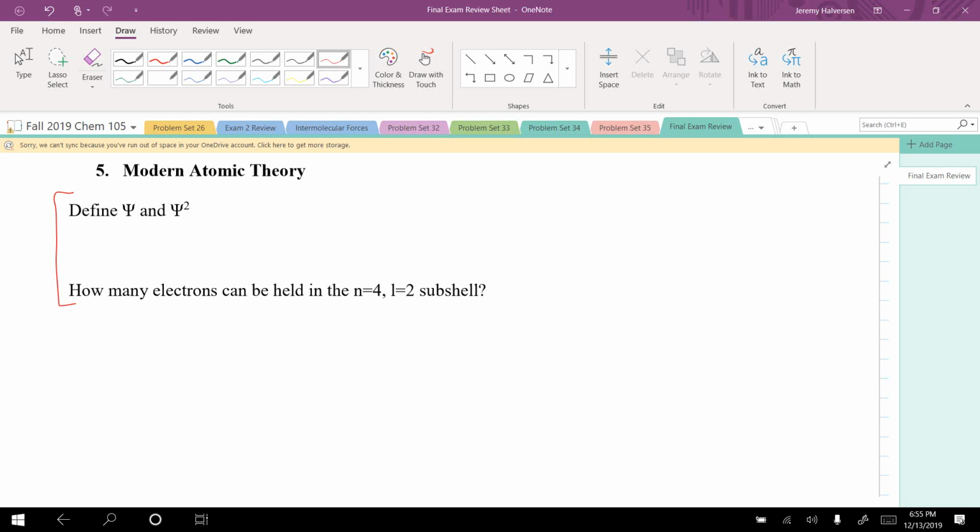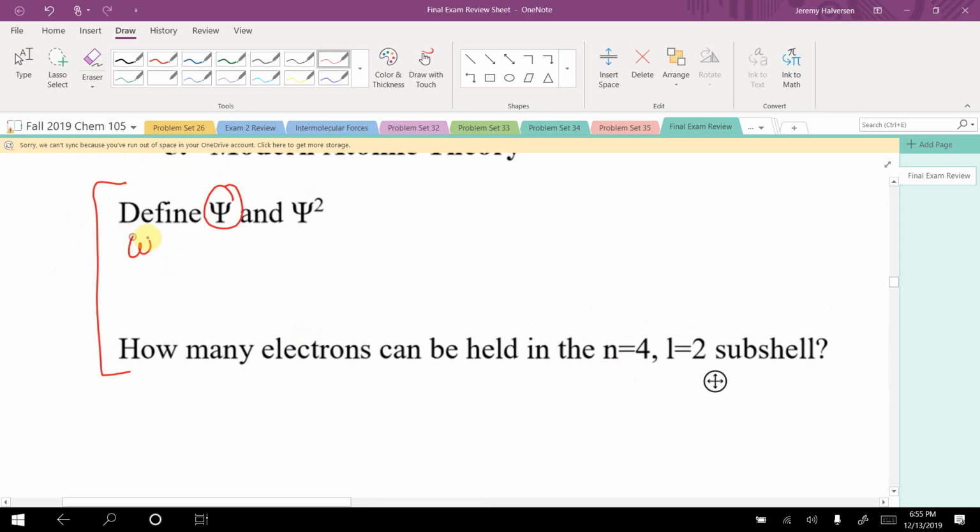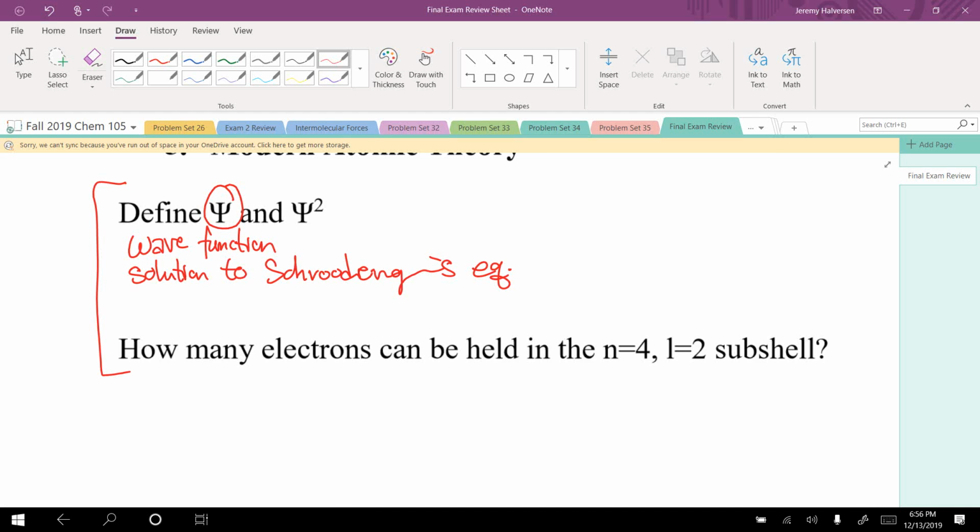All right, let's talk. So what is psi? Psi is called a wave function. It's a solution to what equation? Schrödinger. That's not how you spell it. I don't know how to spell it. Equation. Okay. Which you don't need to know, but maybe that's a good thing to know.